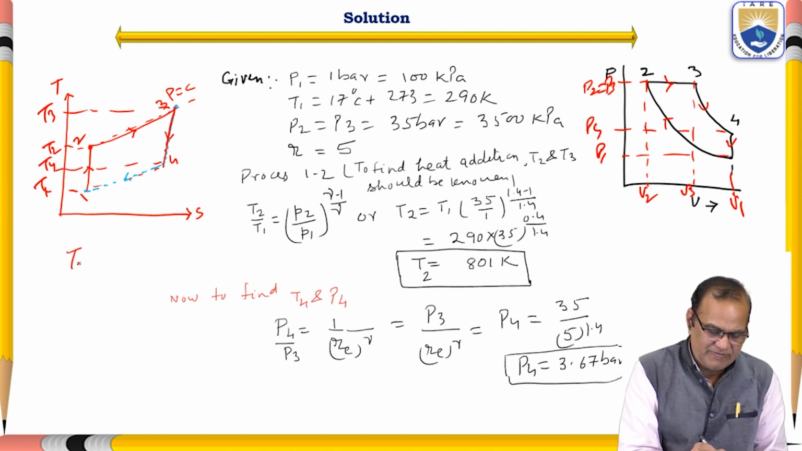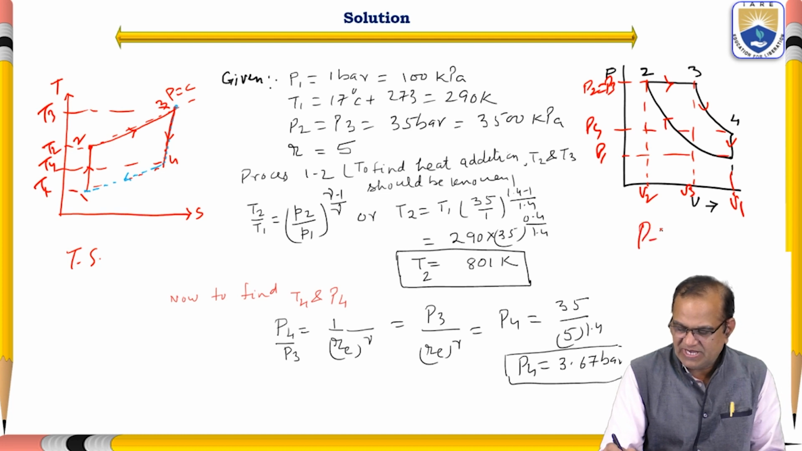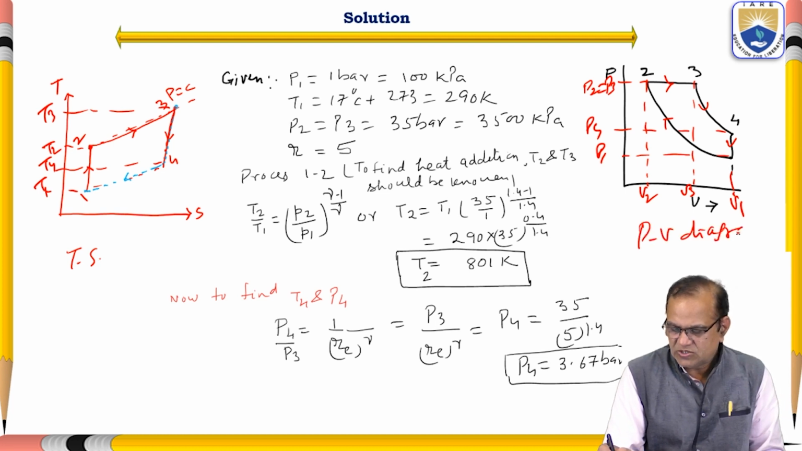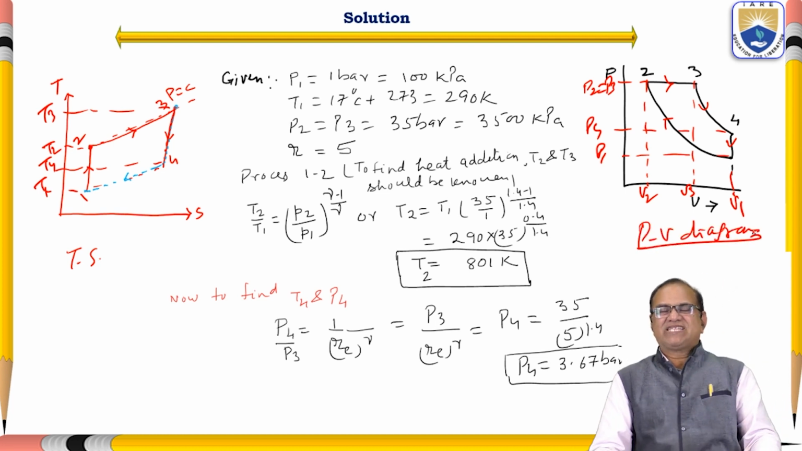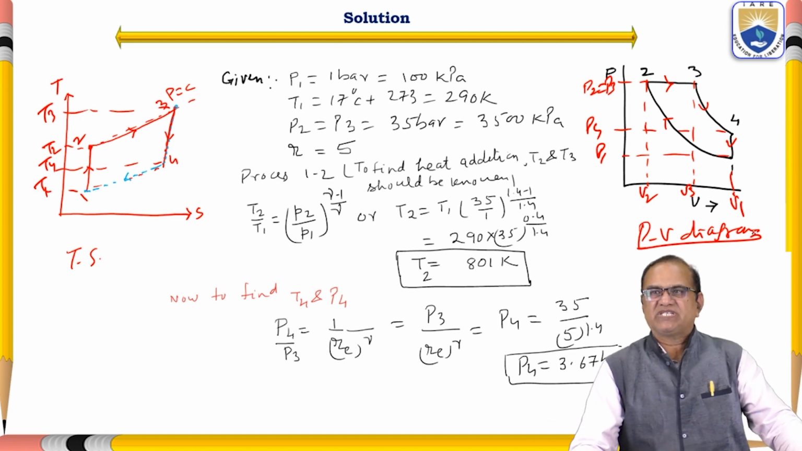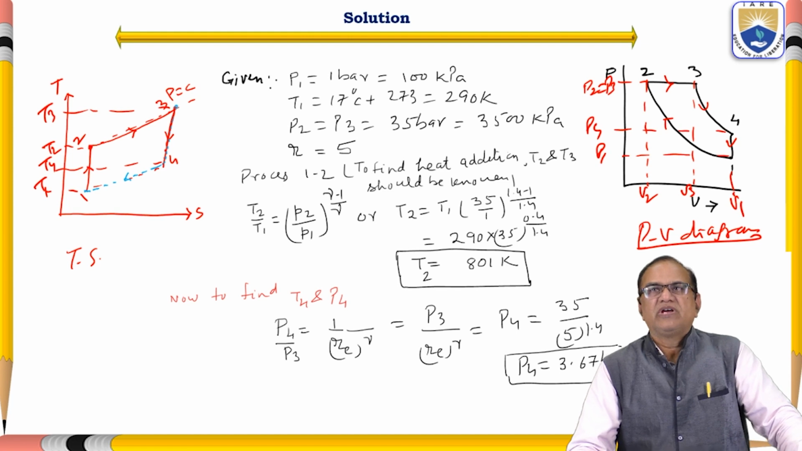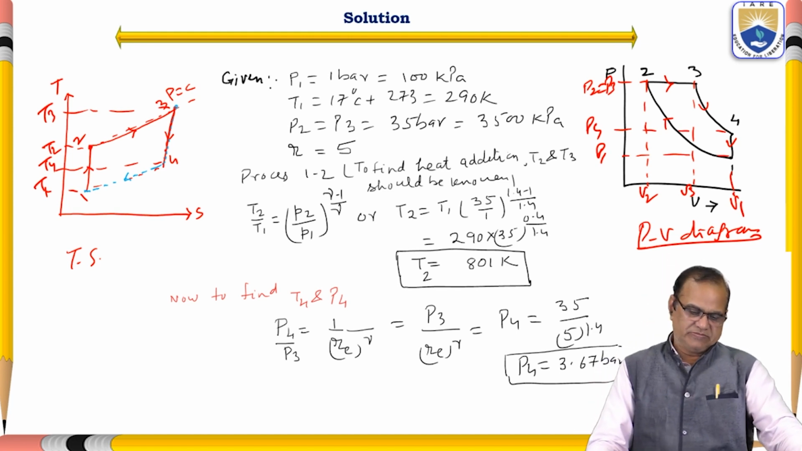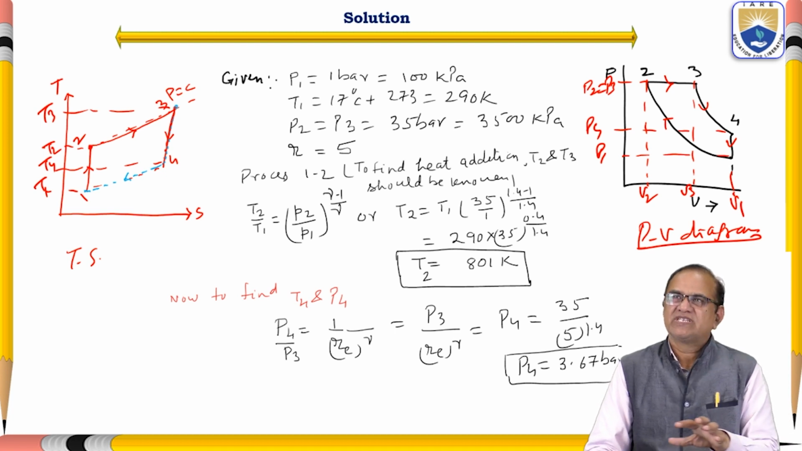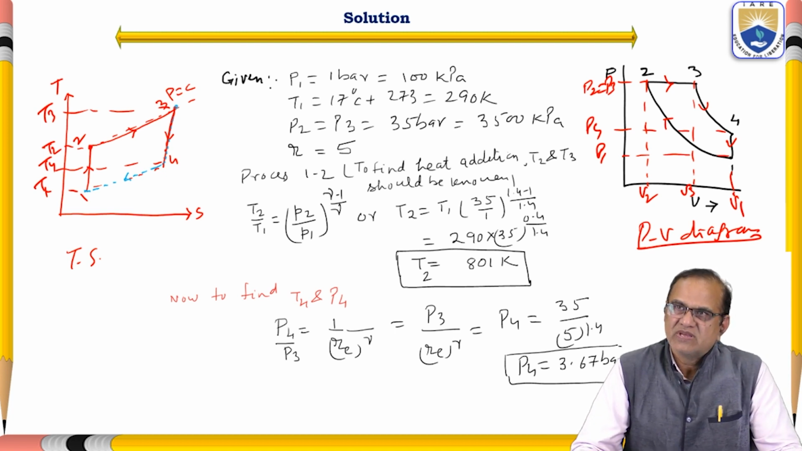This is the TS diagram and this is the PV diagram. So here we can visualize how the pressure and the temperatures are increasing or decreasing, that we have to see before we start any problem. Hope this PV and TS diagrams are very much clear.